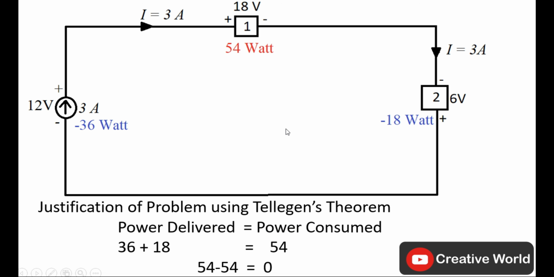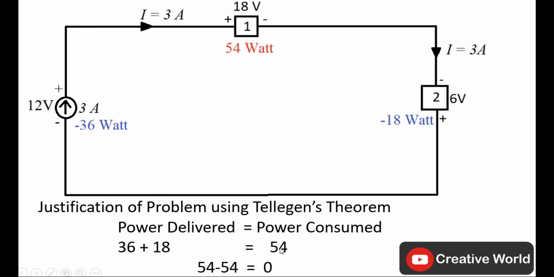Now let's justify this scenario with the help of Tellegen's theorem. Power delivered should be equal to power consumed, and right now the power delivering sources are minus 36 and minus 18. The minus sign is just indicating that it is delivering. Although we don't have any negative power, all the powers are positive, the sign is just indicating that our source is delivering the power. So 36 plus 18 is 54, and our consumption of power is 54. So these two powers are equal.